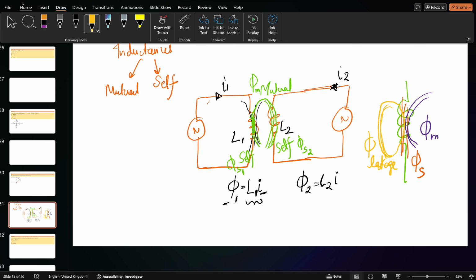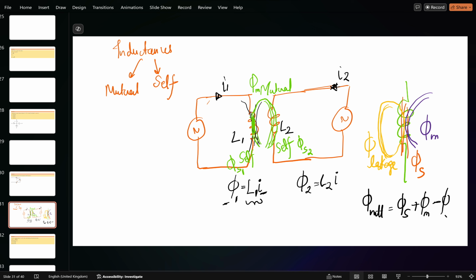Okay. So the overall term, if you see in the picture, is represented like this. So the phi net, how will it come? It will become phi self, plus phi m, which is coming from the opposite side, and also minus the phi leakage. This is the net flux which is appearing across the one inductor.